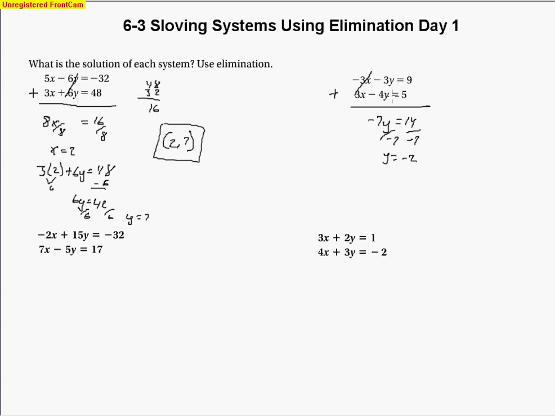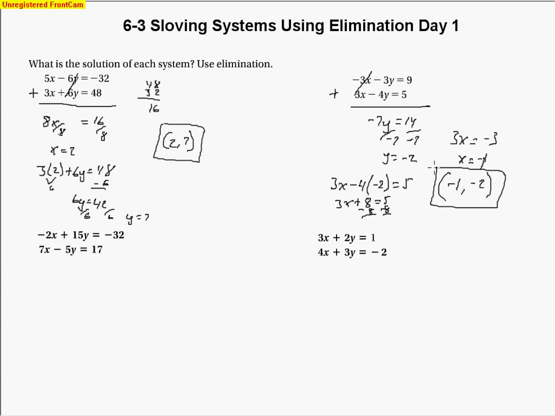You just take that value and substitute into one of these two equations. Again, I'll take the bottom one, 3x minus 4, and in place of y, you're putting negative 2, equals 5. So I'm left with 3x plus 8 equals 5. When I subtract the 8 from both sides, I end up with 3x equals negative 3. Divide by 3, and we're left with x equals negative 1. So our point is (negative 1, negative 2). That's where the two lines end up crossing.